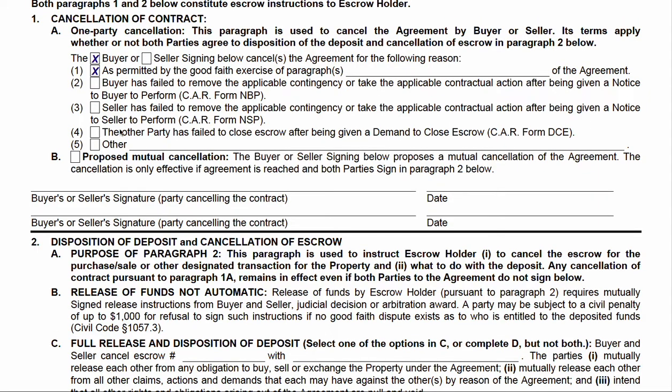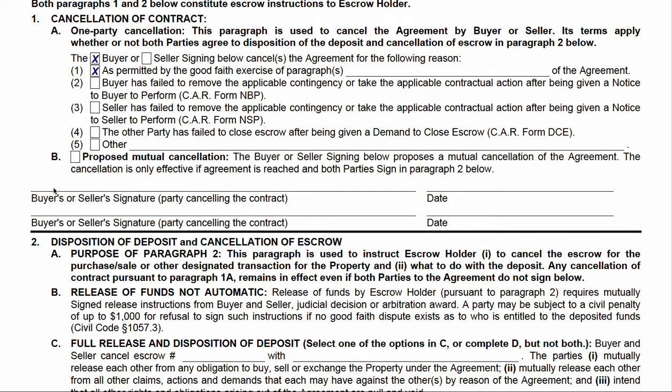So all these up here, 1 through 5, are reasons why one party can unilaterally cancel. Down here, I would assume this would be used in a case when there's no right for a single party to cancel and there's no alternative. It requires both people just giving up and walking away.